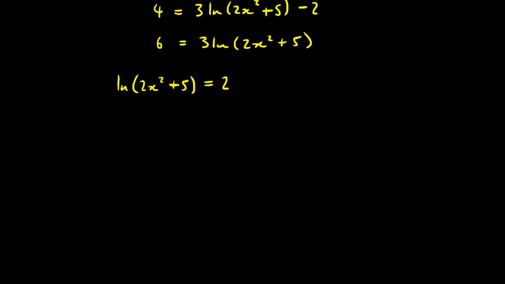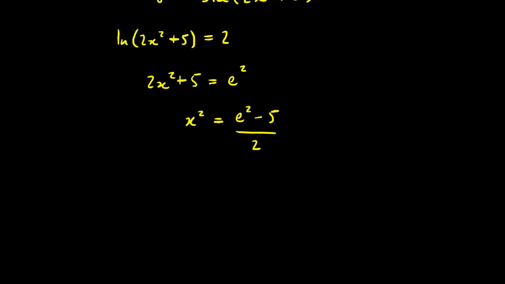Then we can convert this to exponential form. So our base is e, our power is 2. So we're going to get 2x squared plus 5 is equal to e to the power of 2. We can subtract 5 and divide by 2. So we get x squared is equal to e squared minus 5 upon 2. And then we're going to square root this. So x will be equal to the square root of e to the power of 2 minus 5 upon 2.